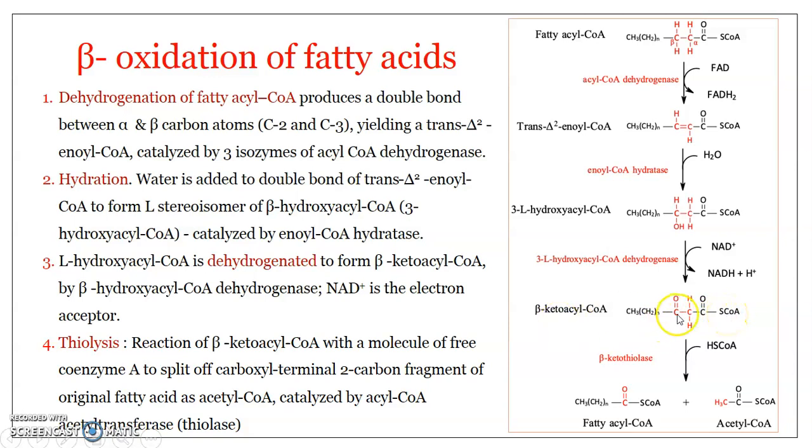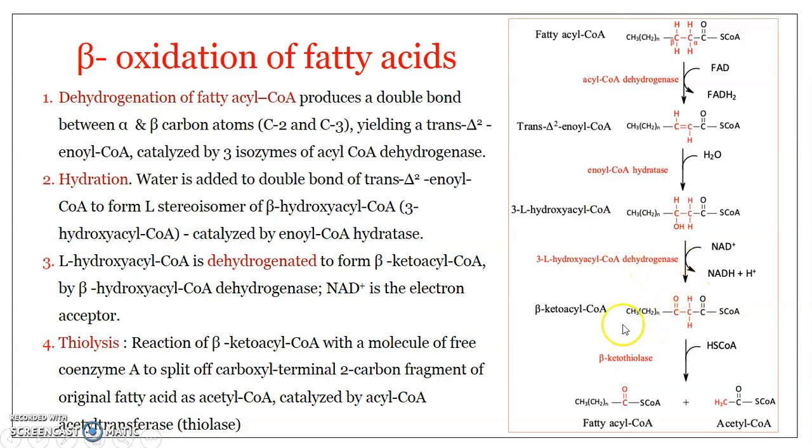Okay, how is beta-ketoacyl coenzyme A produced? It is by the dehydrogenation of 3-hydroxyacyl coenzyme A. The reaction is catalyzed by 3-hydroxyacyl coenzyme A dehydrogenase. It is very easy to learn the names, isn't it? Because 3-hydroxyacyl coenzyme A is the substrate. It undergoes dehydrogenation, and hence the enzyme is 3-hydroxyacyl coenzyme A dehydrogenase.